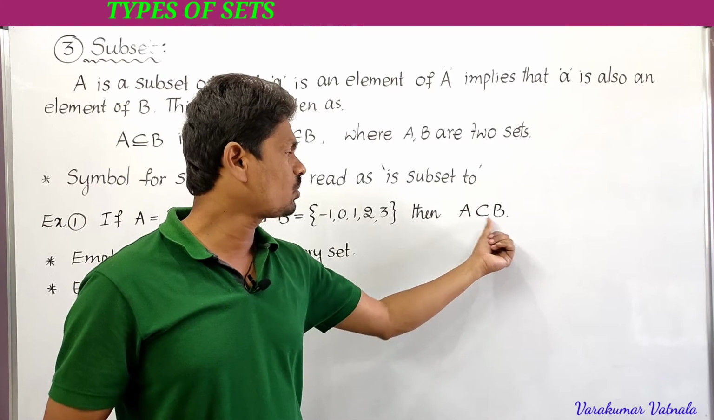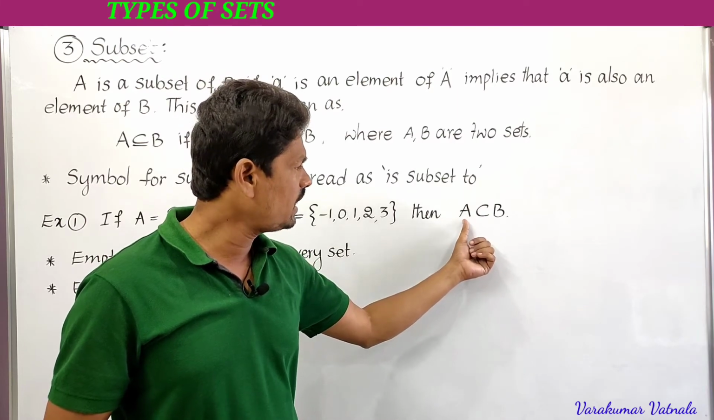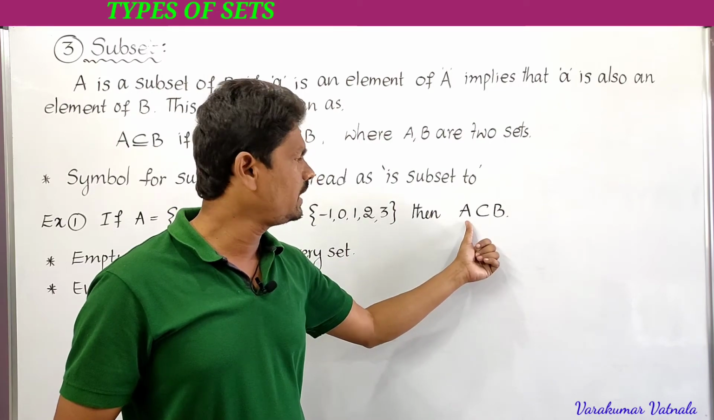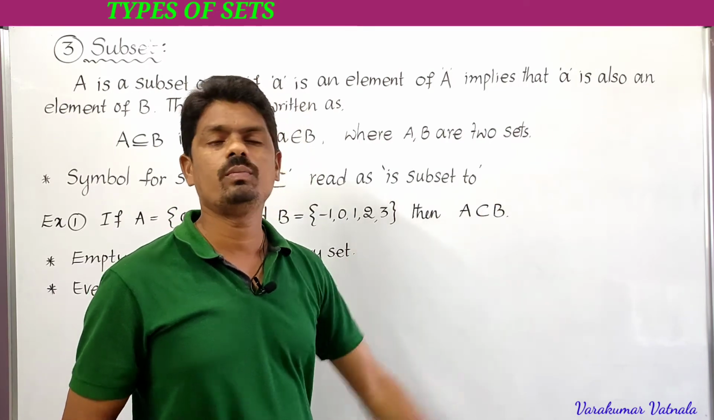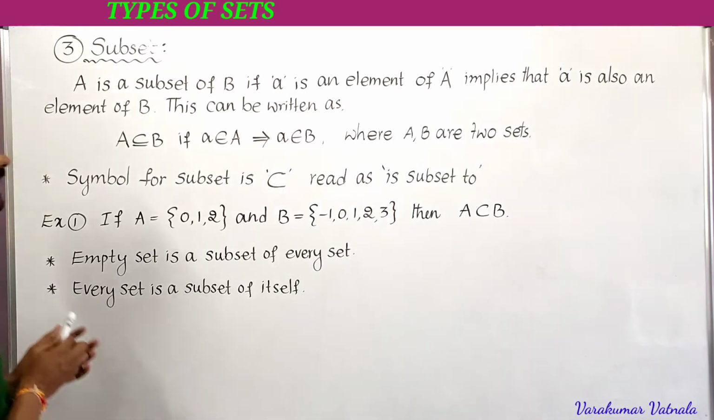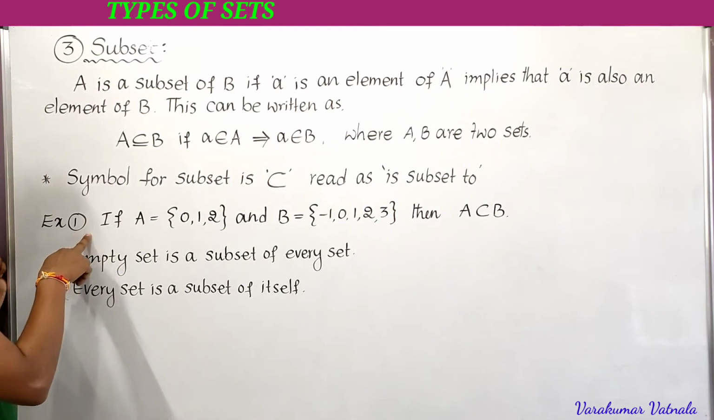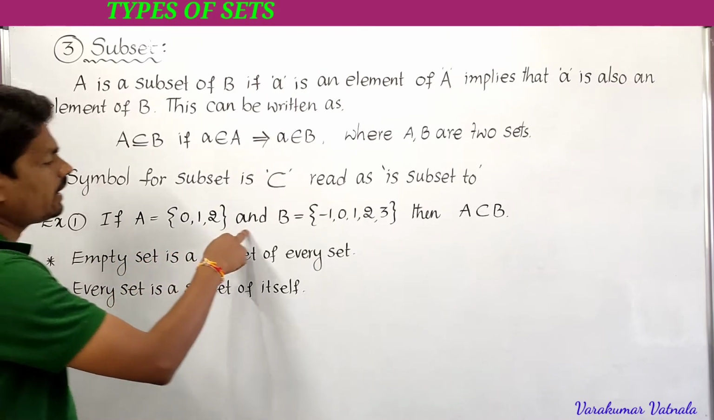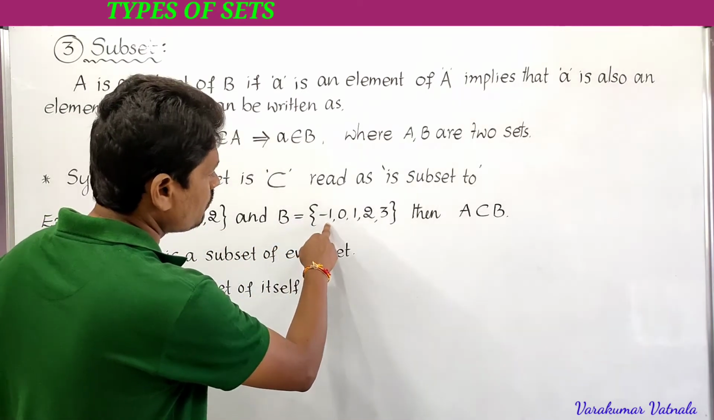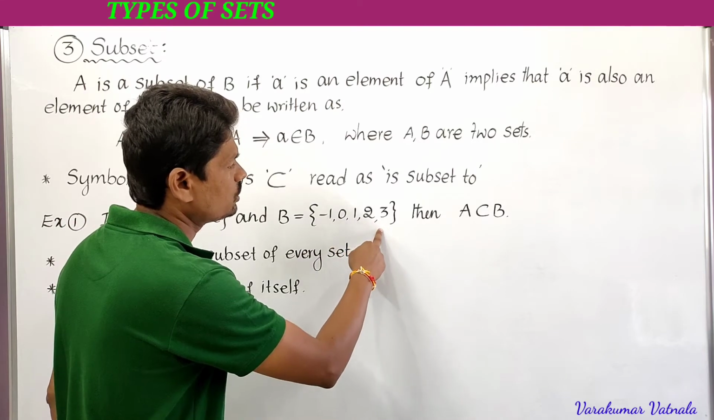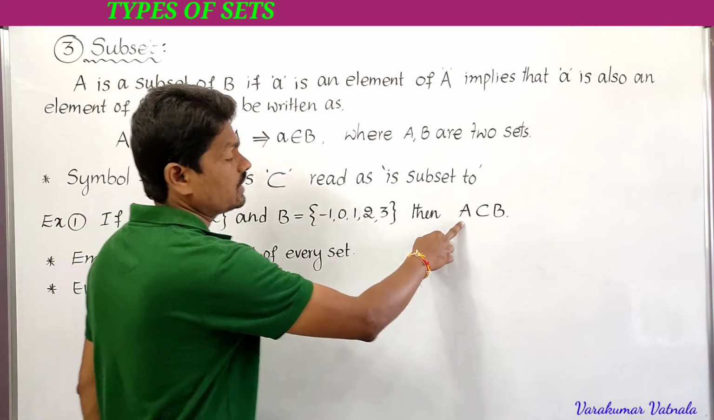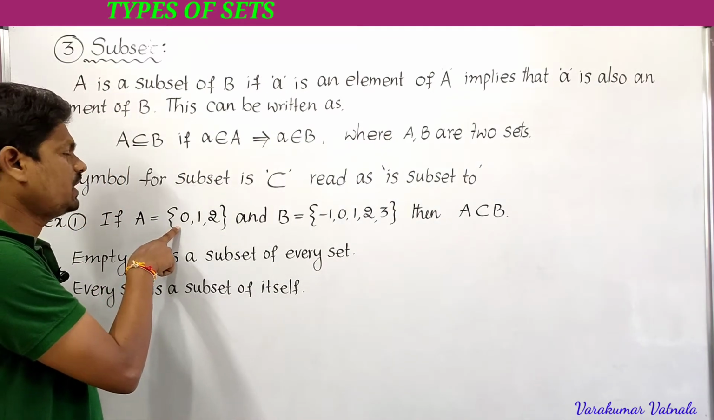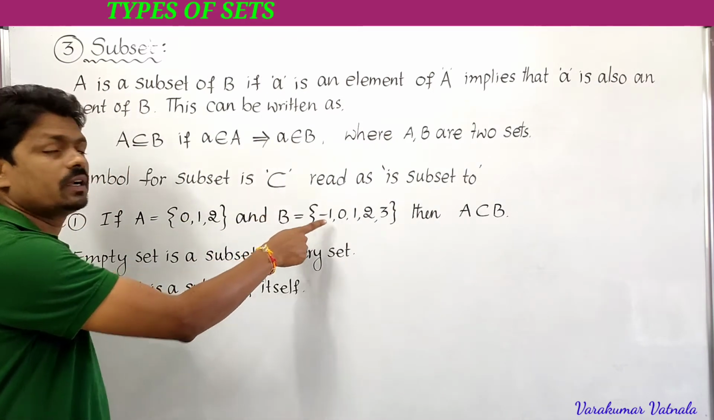Read as "is subset to". Suppose here, how can we read it? See here, A is subset to B. Capital A is subset to B. Read like that. So here I have written one example. If capital A is equal to the set {0, 1, 2} and capital B is equal to the set {-1, 0, 1, 2, 3}, then we can say that A is subset to B, since each element of A is also an element of B.